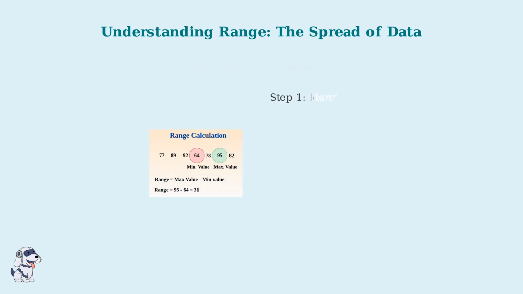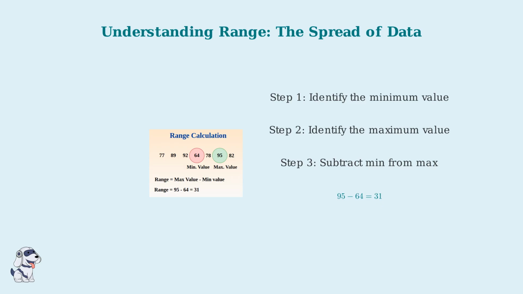Let's work through a concrete example. Here we have a dataset where we need to find the range. First, we identify the minimum value, which is 64. Then we find the maximum value, which is 95. Finally, we subtract the minimum from the maximum, 95 minus 64 equals 31. So the range of this dataset is 31.